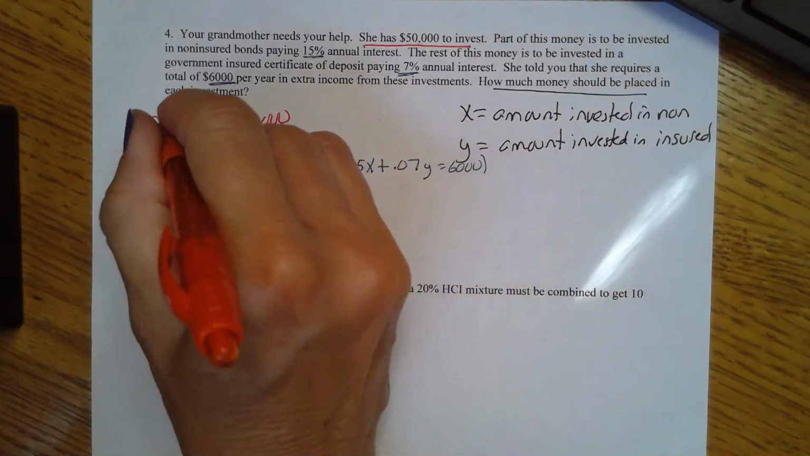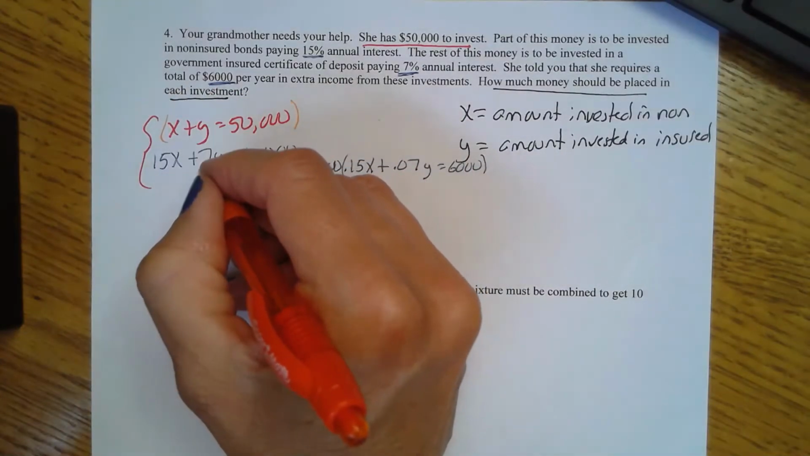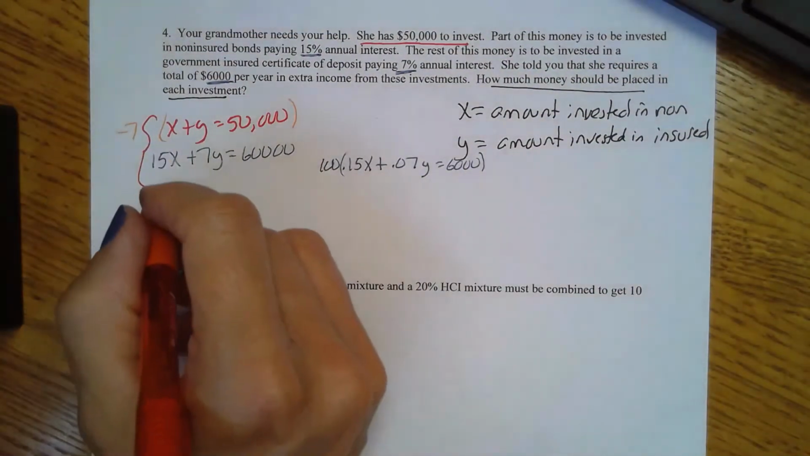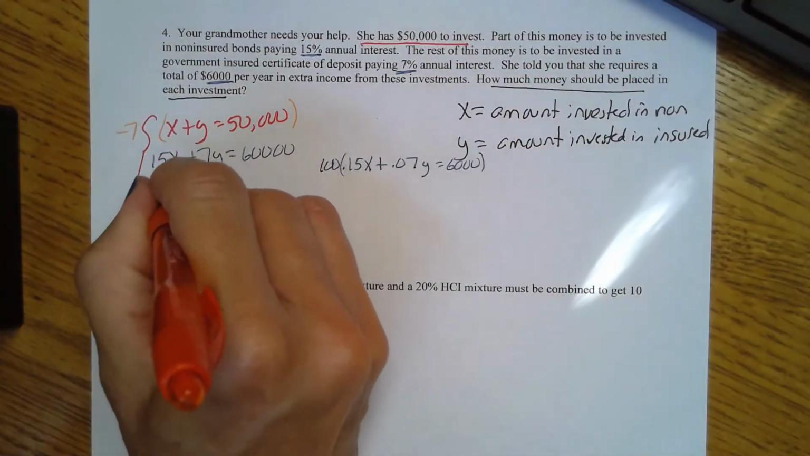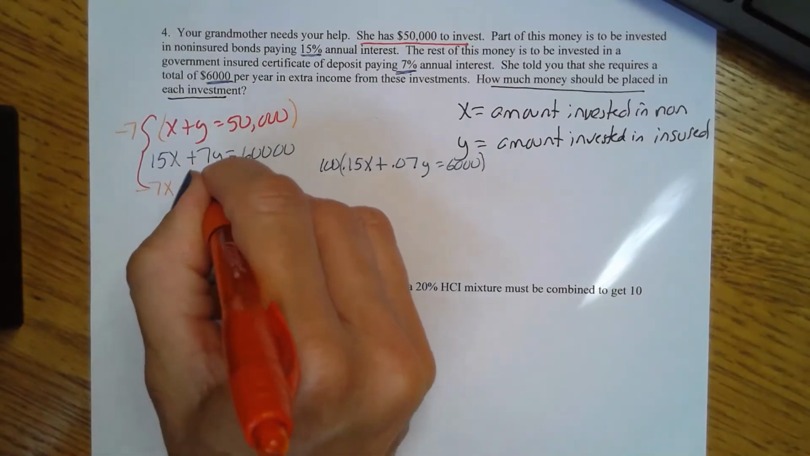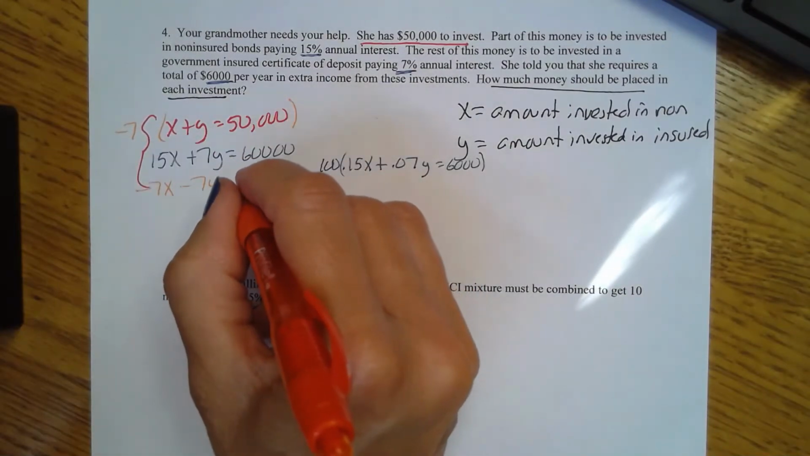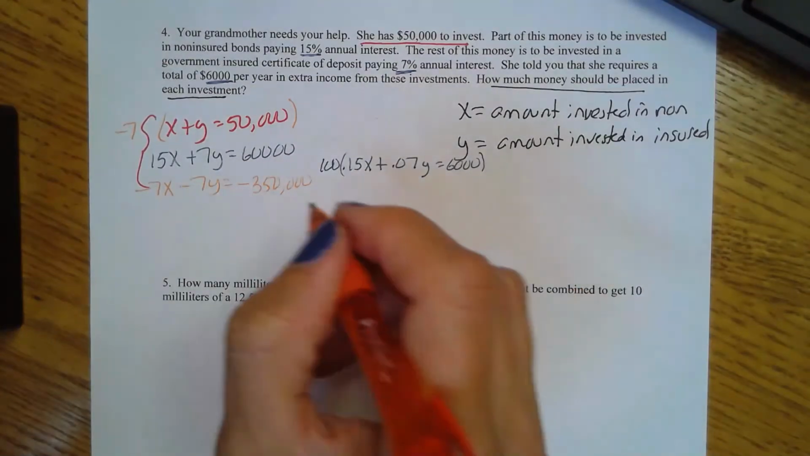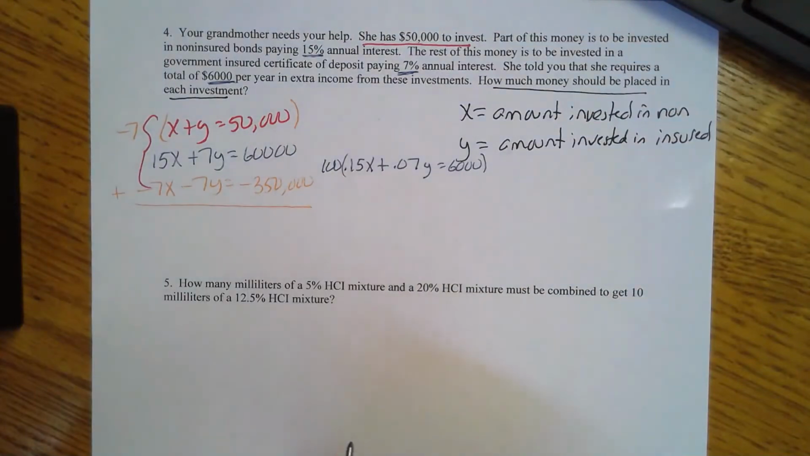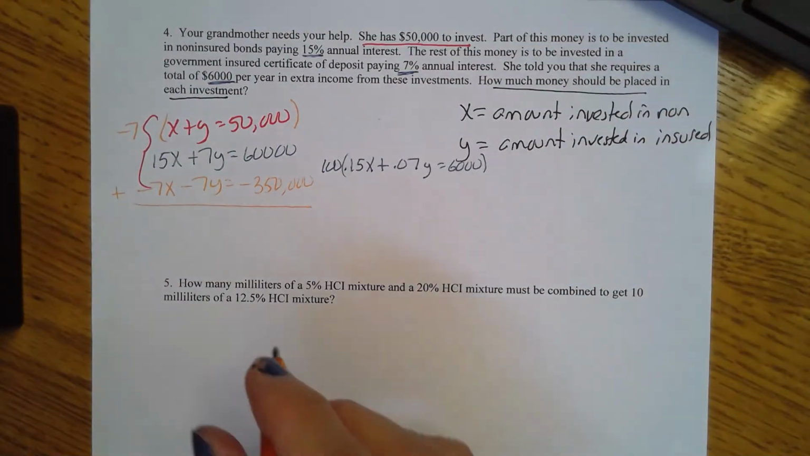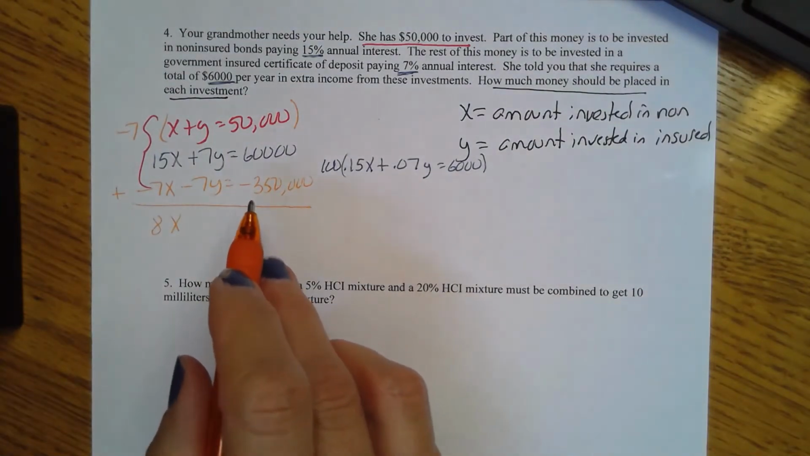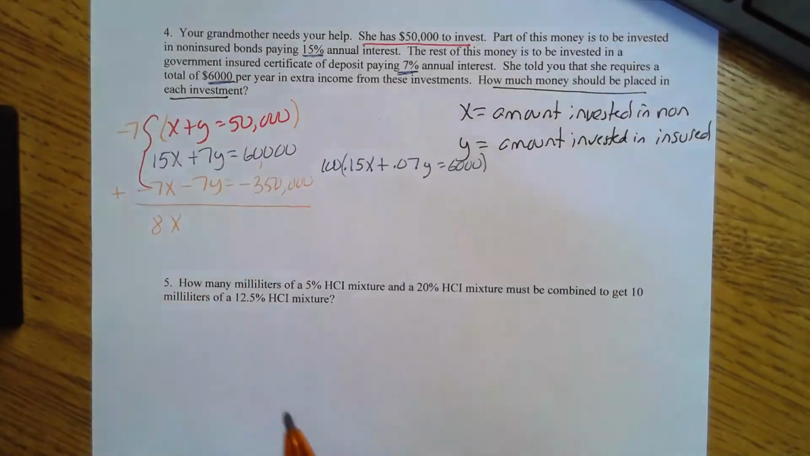I'll go ahead and just do the addition method, and I'm going to get rid of the y's by multiplying by -7, because that's going to cancel when I add. So I'm just going to write this one below. -7 times x is -7x, -7 times y is -7y, and -7 times 50,000 is -350,000. And we're going to add those together. So 15 minus 7 just gives me an 8x. The y's cancel, and 60,000, right?